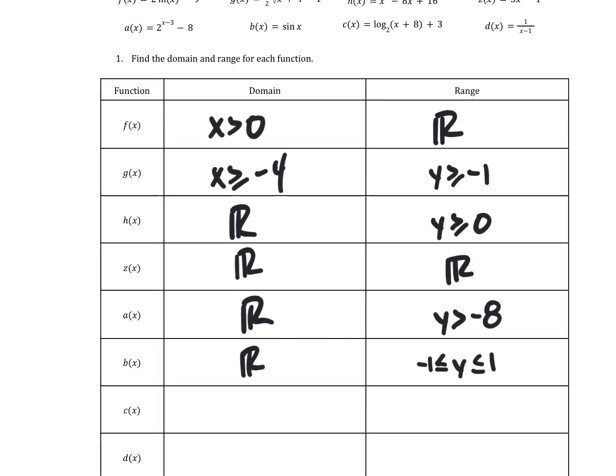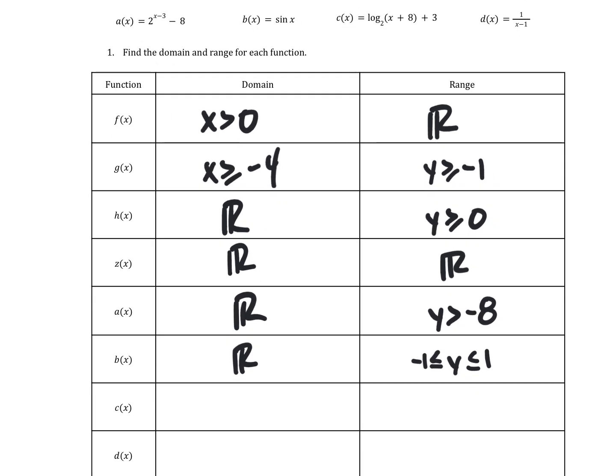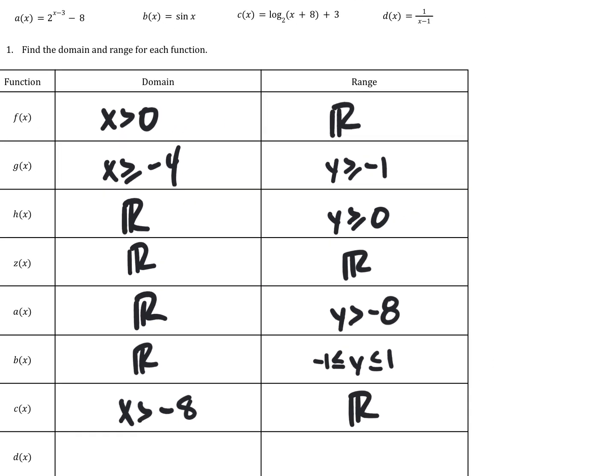Letter C. C of x is a log function. Domain is x is greater than -8 because of the translation left 8 units in there. The range of all log functions is all real numbers.